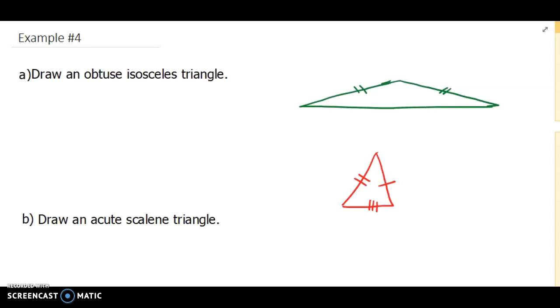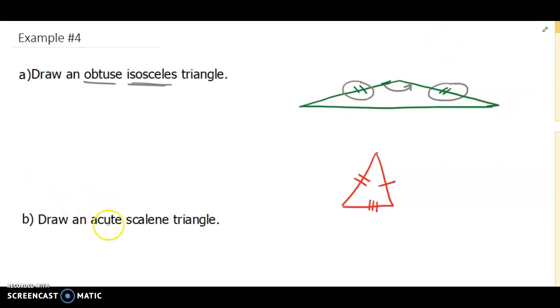All right, guys, now every one of these, all of you guys are going to have a different look. Here's mine. We want to draw an obtuse isosceles. So obtuse means we have one angle that's bigger than 90. This angle is clearly bigger than 90. And an isosceles means that we have two sides that are the same. So I just marked these two sides the same. Guys, it didn't have to be perfect. I don't need you to get a ruler out right now.